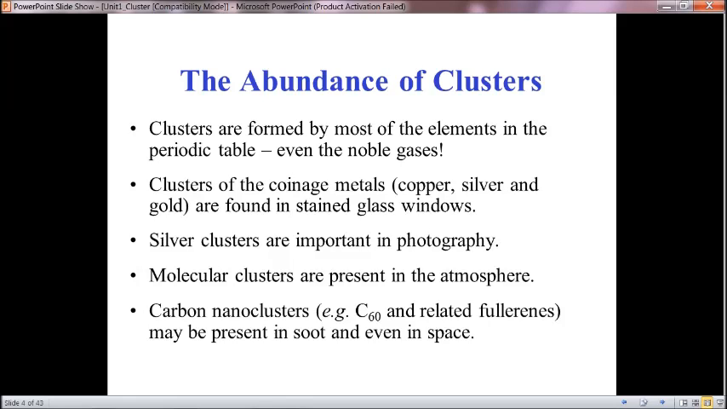So clusters are formed by most of the elements in the periodic table, even the noble gases. Clusters of the coinage metals, which are present in the form of copper, silver, and gold, are found in stained glass windows. Silver clusters are important in photography, molecular clusters are present in the atmosphere, and carbon nanoclusters, example C60 and related fullerenes, may be present in soot and even in space.